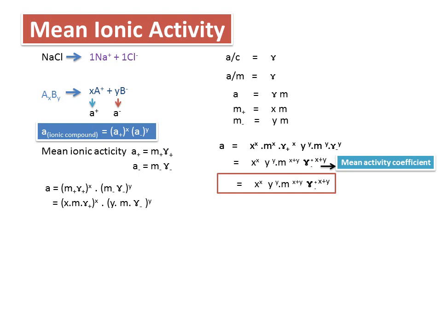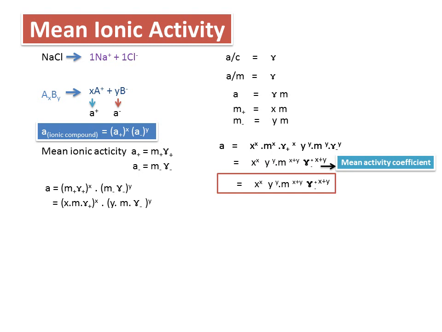So here we can write a relation that the activity of any ionic compound is equal to A positive to the power x, it means the number of moles of cationic activity, and into anionic activity, A negative to the power y.